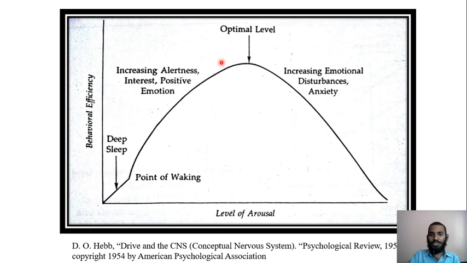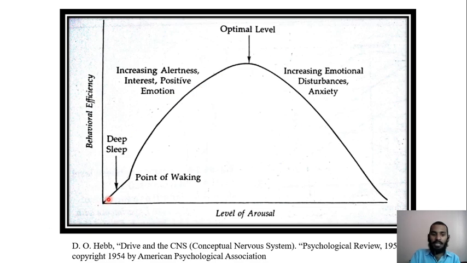Here, in this U-shaped form, bring your attention to this point. This is called the optimal level of arousal. At the optimal level of arousal, your behavior efficiency will be high. So that's what the theory says. So you can perform very well when your level of arousal is in an optimal state.